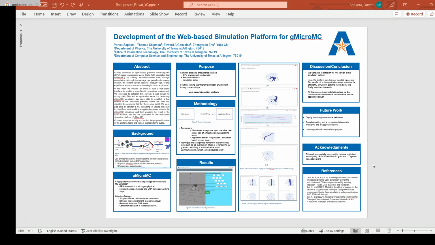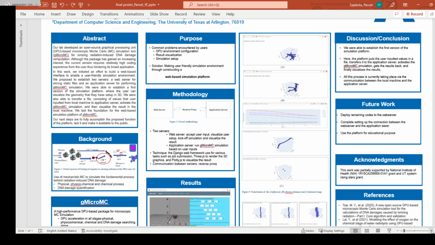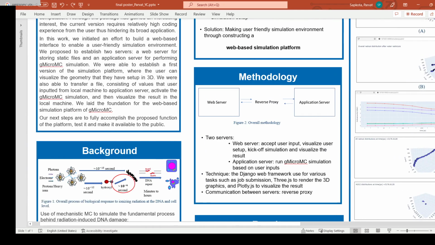Today I'll be talking about the research that I have done in Dr. Ch's lab, and the title of my research is Development of the Web-Based Simulation Platform for G-microMC.